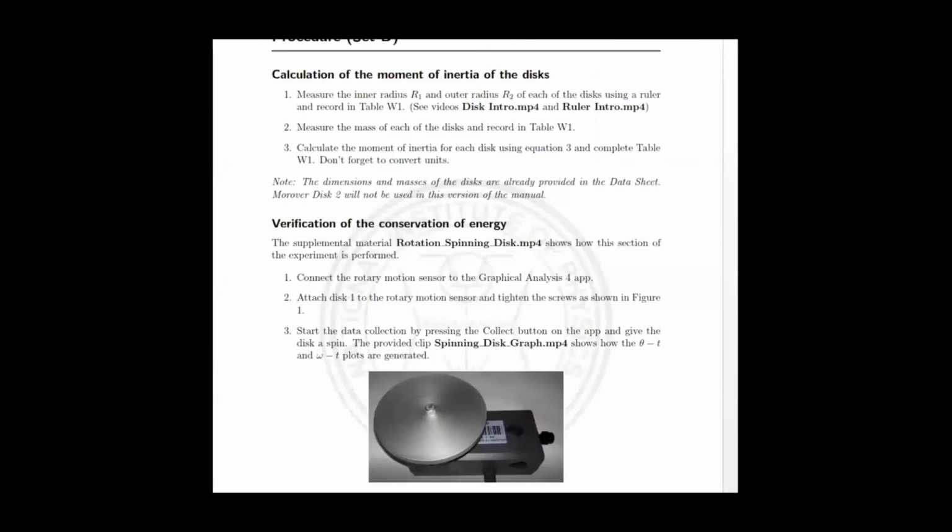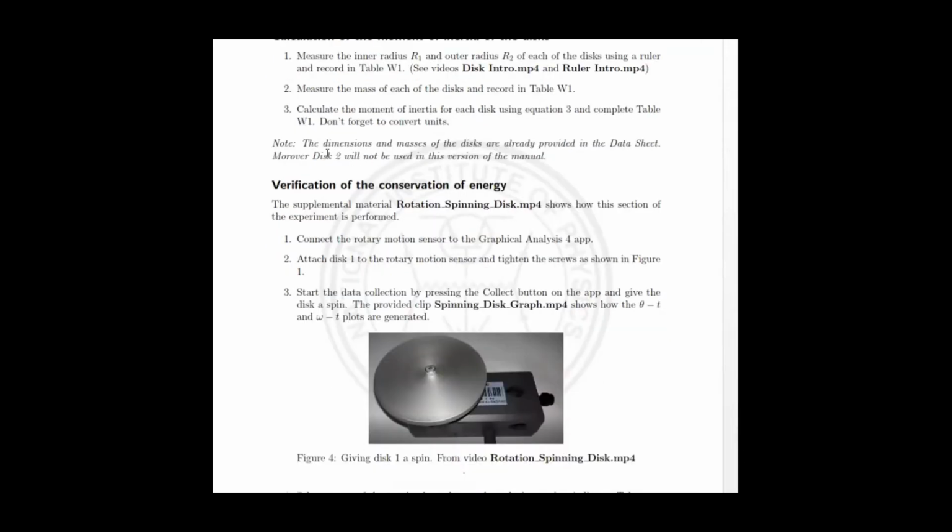So those are your 3 disks. The experiment would have been done by measuring the masses of each disk and recording them in the first table. So, calculate din yung moment of inertia using the masses and radii of these disks. The dimensions and masses of the disks are already provided in the datasheet. So disk 2 is not used here.